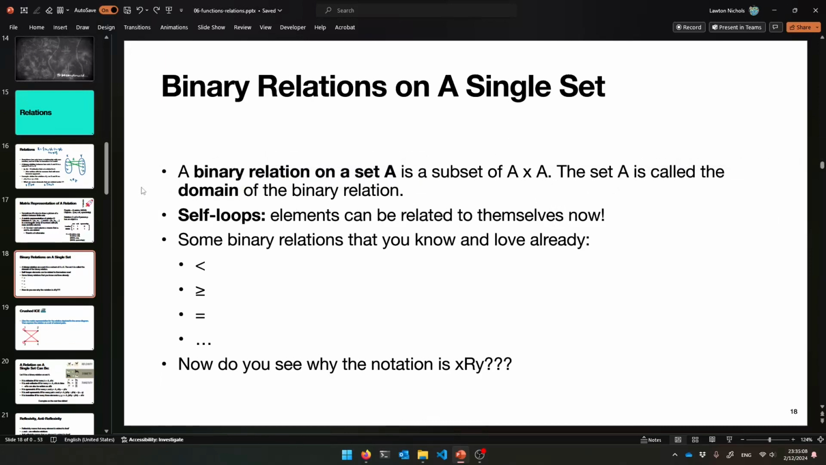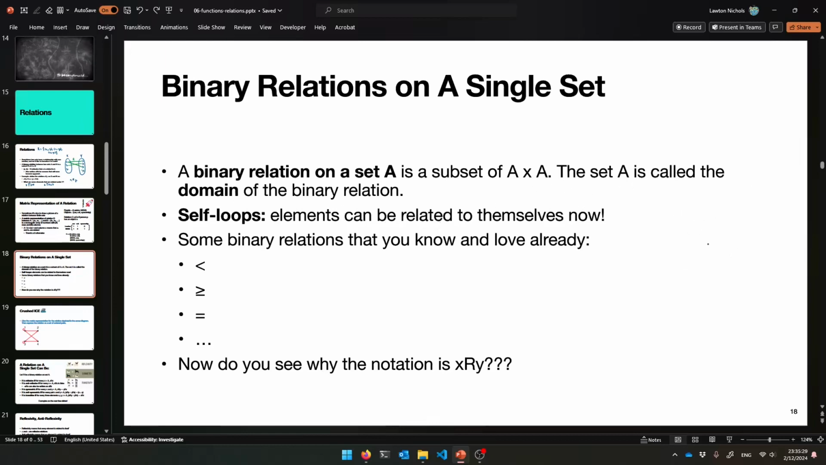Okay? So once you have the domain of the relation, then you can have loops in your relationships, because things can be related to themselves. What are elements of A but also elements of A? Yeah. So self loops are a thing now. Things can be related to themselves.